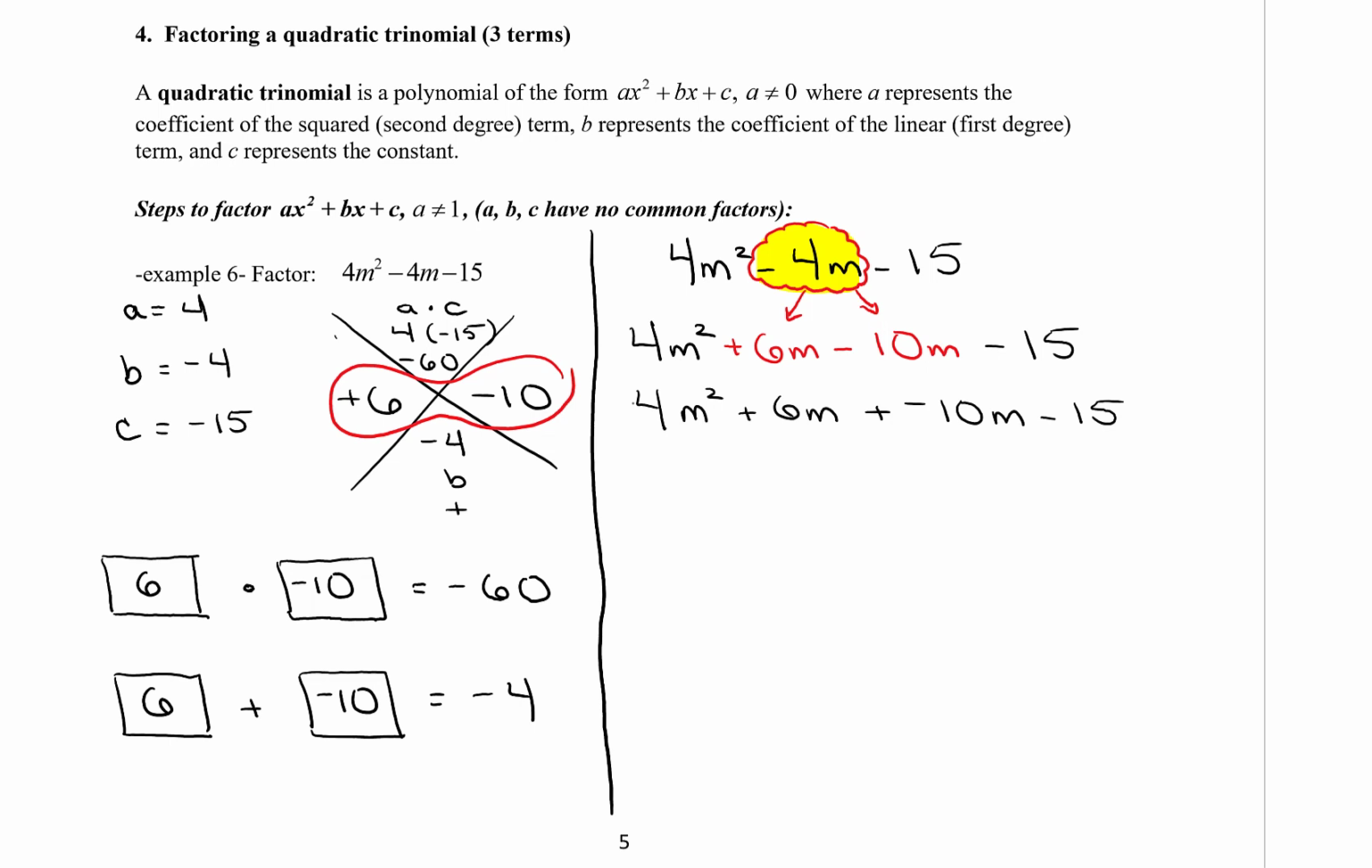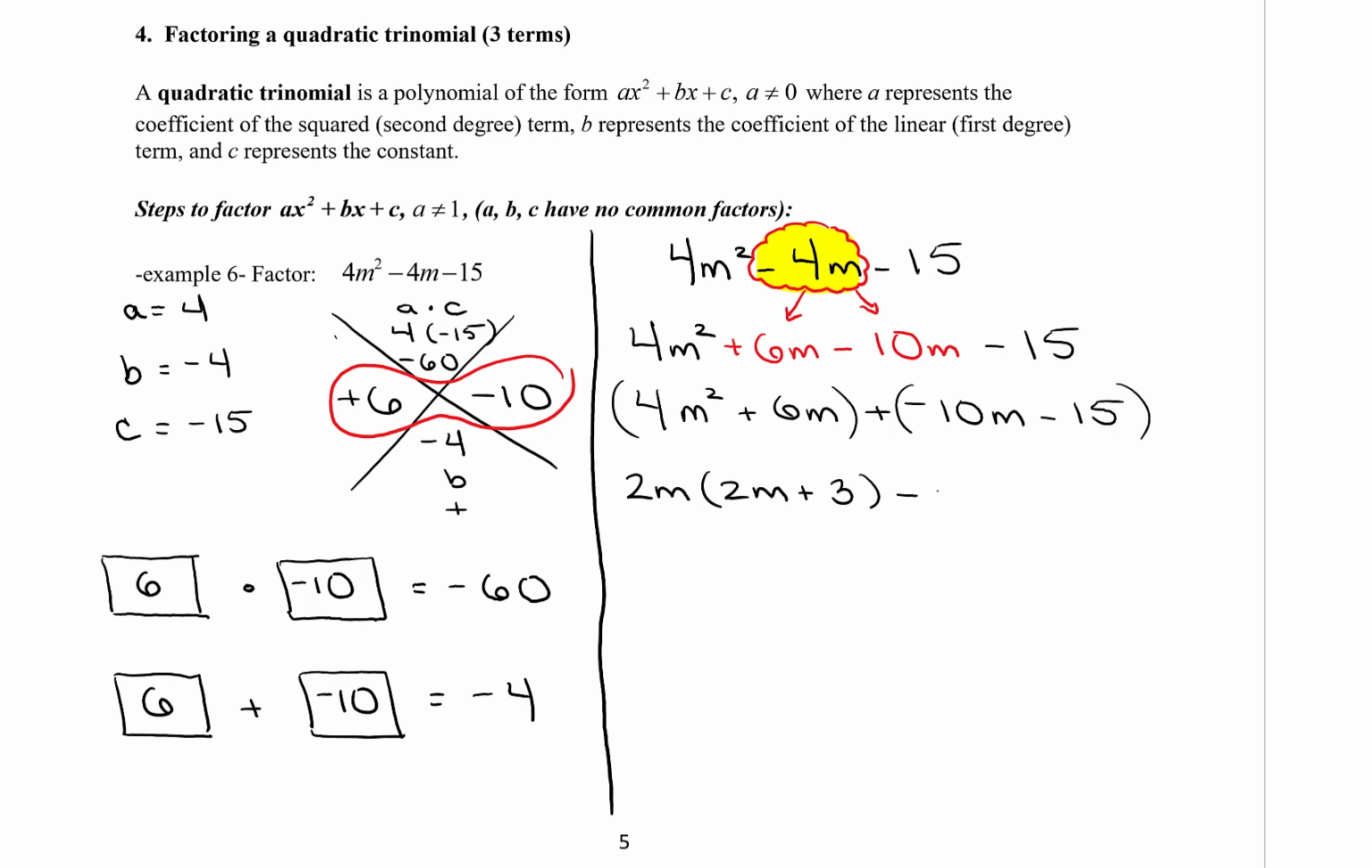Now I'm going to do factoring by grouping. I'm going to group the first two terms, the 4m squared plus the 6m, and I'm going to group the last two terms, the negative 10m minus the 15. I'm going to factor out a greatest common factor of 2m from the first two terms. So I will have 2m times quantity 2m plus 3 minus 5 times the quantity 2m plus 3.